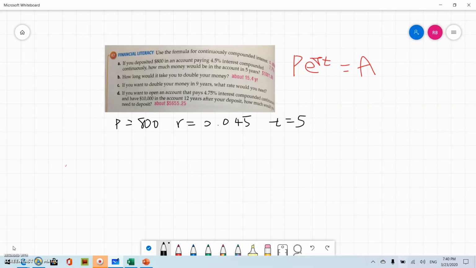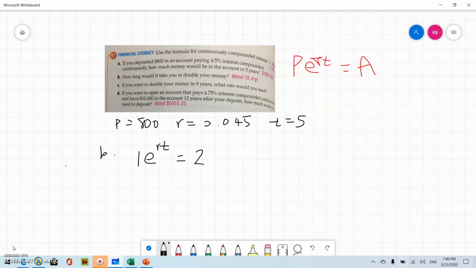So if you plug all of them in, you should get $1,001.86. And it says, how long would it take you to double your money? You could assume that the number is the same as A. Well, another way to look at part B is this. If I have P of 1, and then doubling would be that A is equal to 2, right?